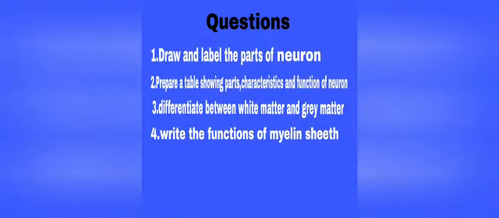Now questions are: 1. Draw and label the parts of neuron. 2. Prepare a table showing parts, characteristics and functions of neuron. 3. Difference between white matter and gray matter. 4. Functions of myelin sheath.